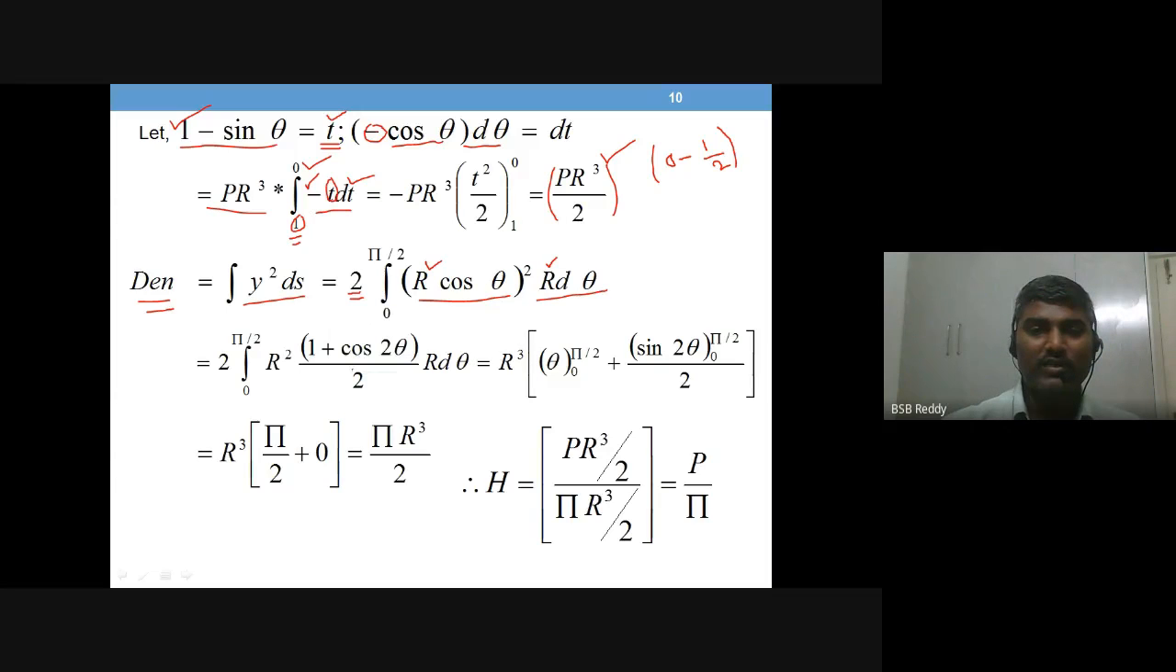So cos square theta is to be replaced by 1 plus cos 2 theta by 2. Okay, R d theta, right? R cube is coming out, this 2 and this 2 gets cancelled, so R cube will only remain outside. And 0 to pi by 2, 1 plus cos 2 theta d theta is remaining. Now if you split this into two terms, 0 to pi by 2, integration of 1 is theta. So apply limits for that, 0 to pi by 2.